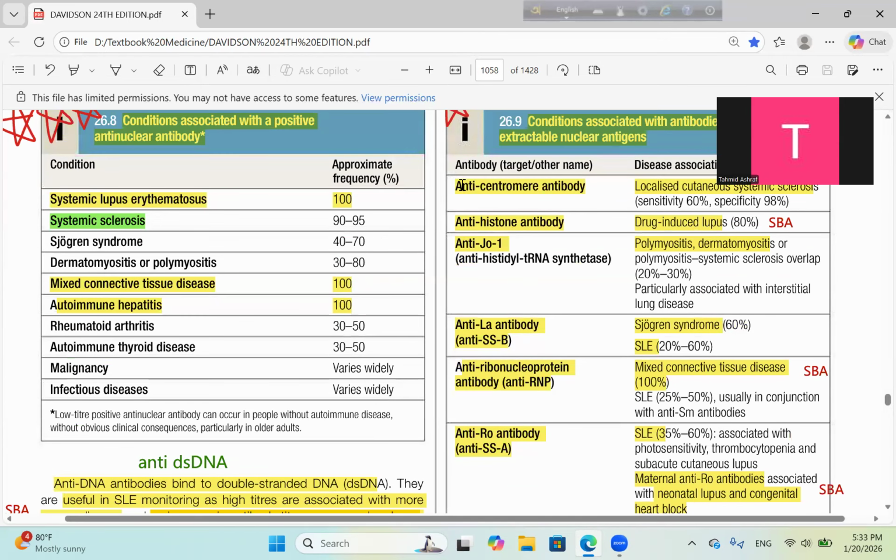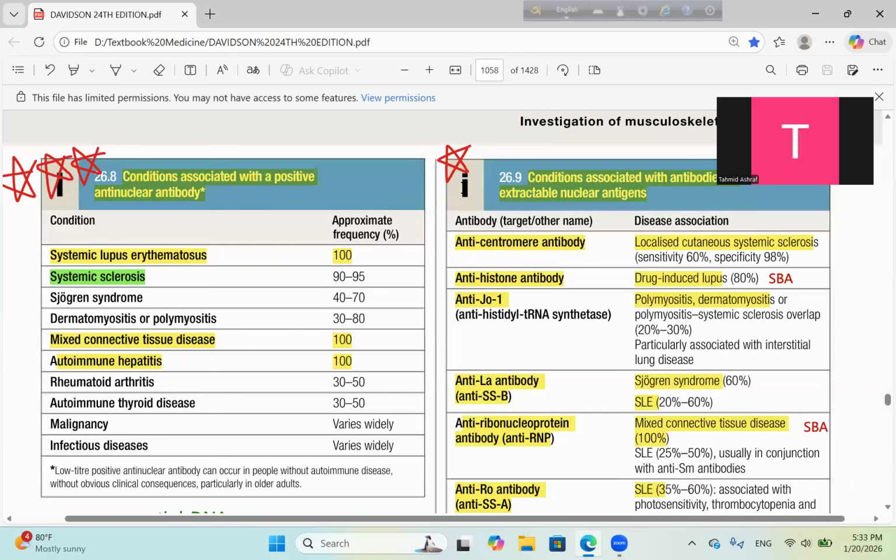They are anti-centromere antibody. Anti-centromere antibody is found positive in localized cutaneous systemic sclerosis. This is a variety of systemic sclerosis, localized cutaneous systemic sclerosis.